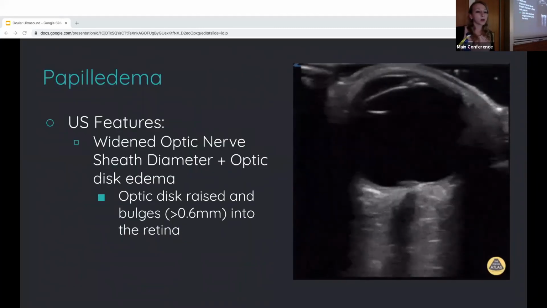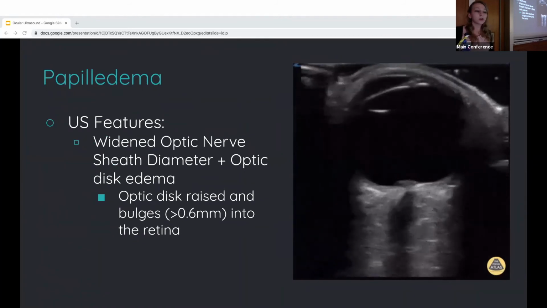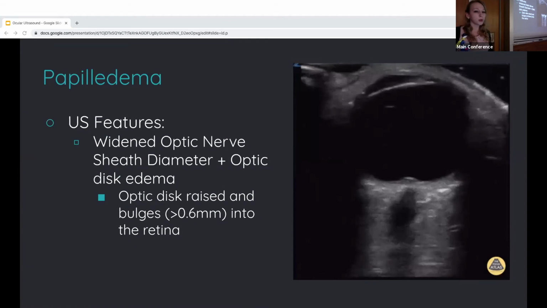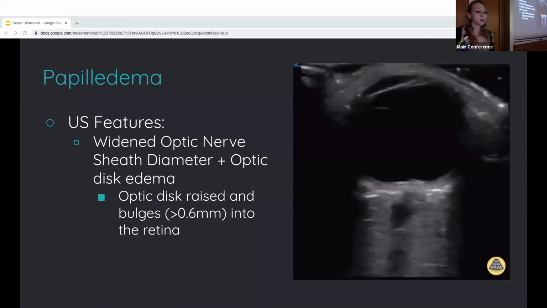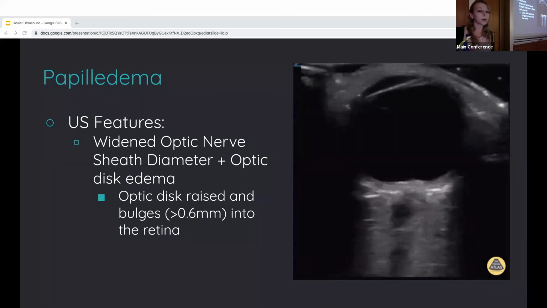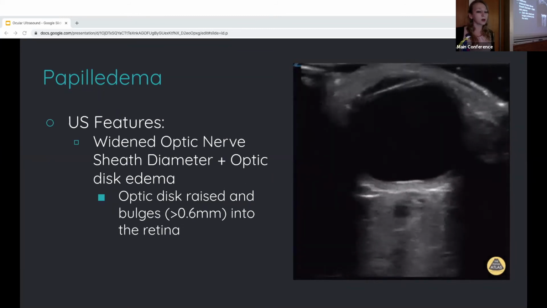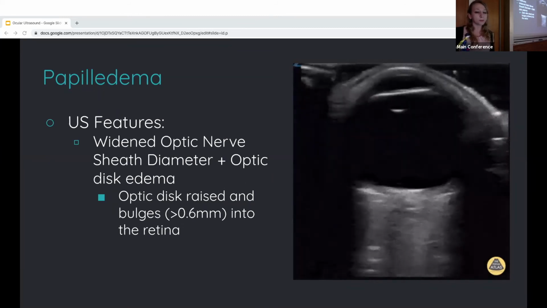And then going along with that, papilledema. It will also present with increased intracranial pressure, but you'll also have optic disc edema, which is that little raised bulge that you see. If that bulge is more than 0.6 millimeters going into the retina, that's suggestive of papilledema.